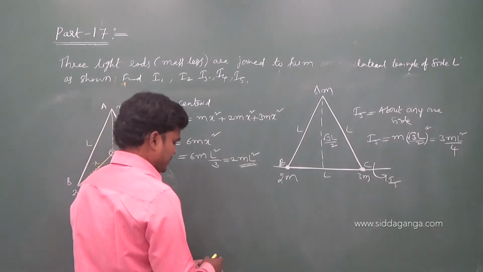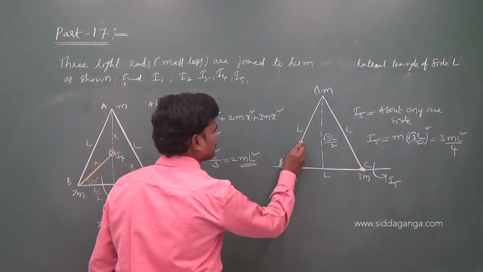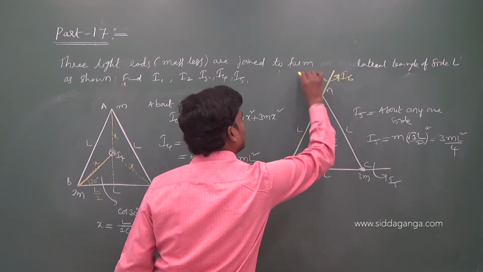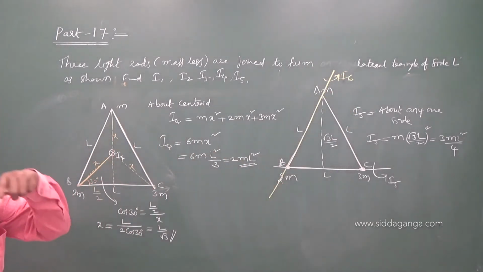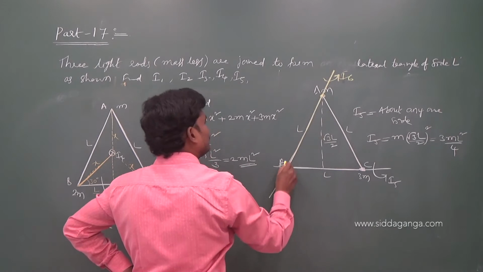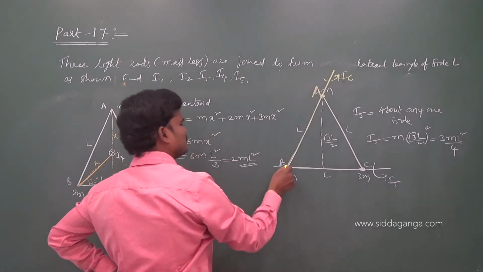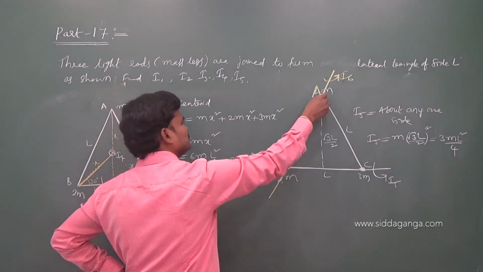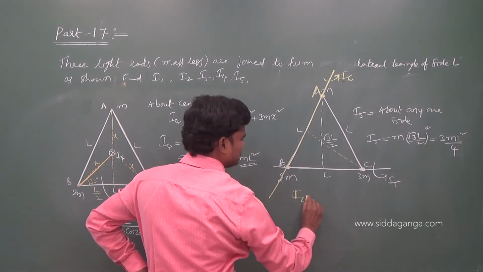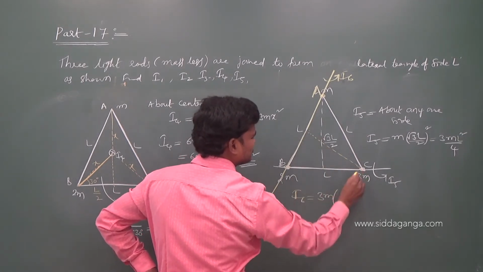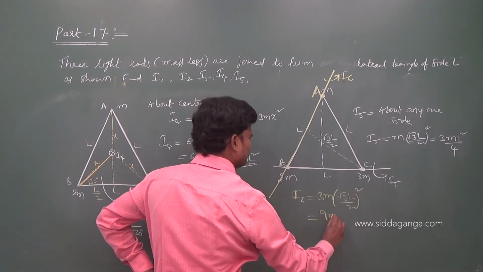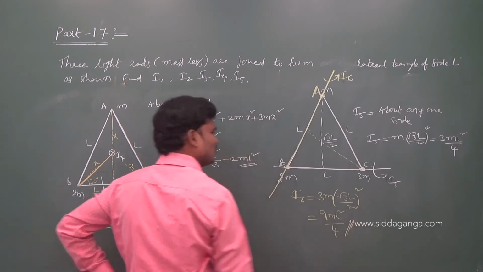If they ask you to find I6 like this, just you try it about this, and about this I7. Okay, you find up to I6 at least. I6, if they ask you to find I6 about an axis AB, then what about the moment of inertia of this 2m? 0. There is no perpendicular distance. And this one, so I6 is 3m into what is this distance? Root 3 L by 2 square. So 9 ml square by 4.